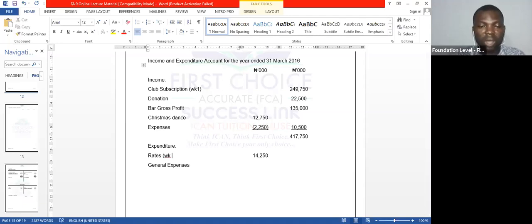So we have our general expenses. If we look at our general expenses, we have that to be 393,000. Now, any other expenses that we have? I think we do. Let's look at the other expenses that we have.